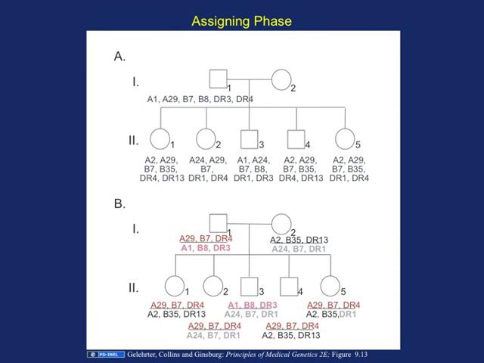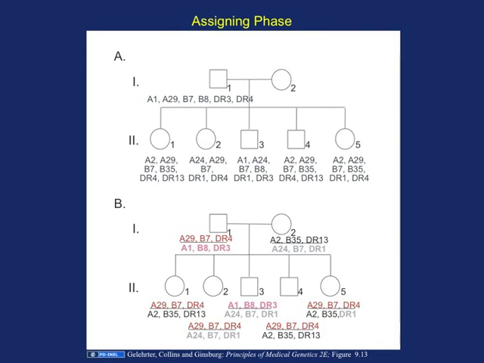Now, he's got two chromosomes. And we don't know whether A1 goes with B7 or B8 or DR3 or DR4. We don't know how they're lined up. That's called phase. This is his genotype. Knowing which ones are on which chromosomes is phase. You can figure that out. So here's how we can deduce that. If we look at daughter number 1 here, okay, she's A2, A29. Well, which one did she get from dad?